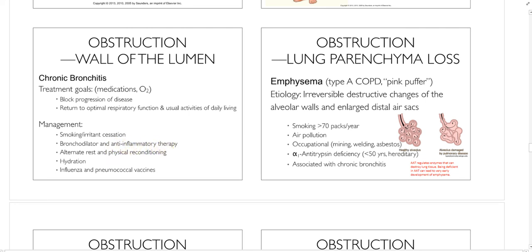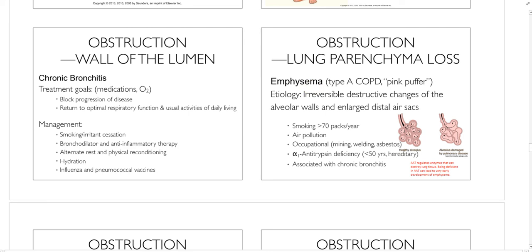We want to educate them on alternate rest and physical reconditioning, so talk to them about how they need to get into better shape with their lungs because the more they use the lungs and promote adequate flow, the better the lungs are going to be. We want to tell them to really amp up the hydration so that we can kind of thin out that mucus in their lungs and allow it to be coughed up. And then we got to make sure, this is huge, that they get their vaccinations for influenza and pneumococcal since they are at very high risk of developing illness.